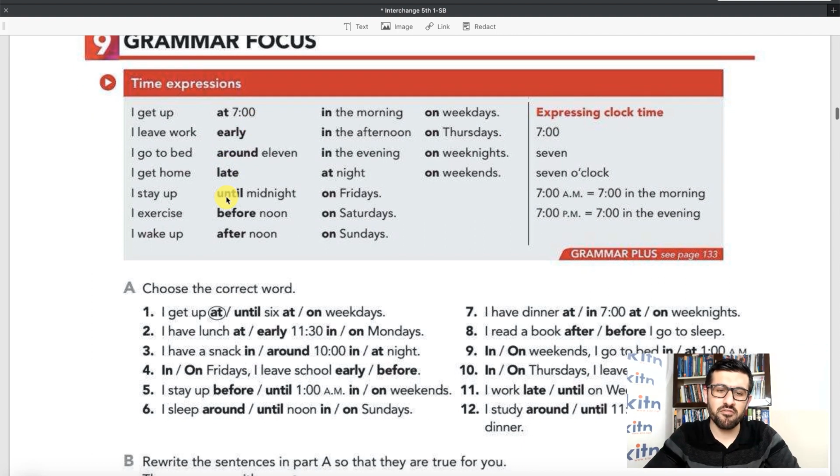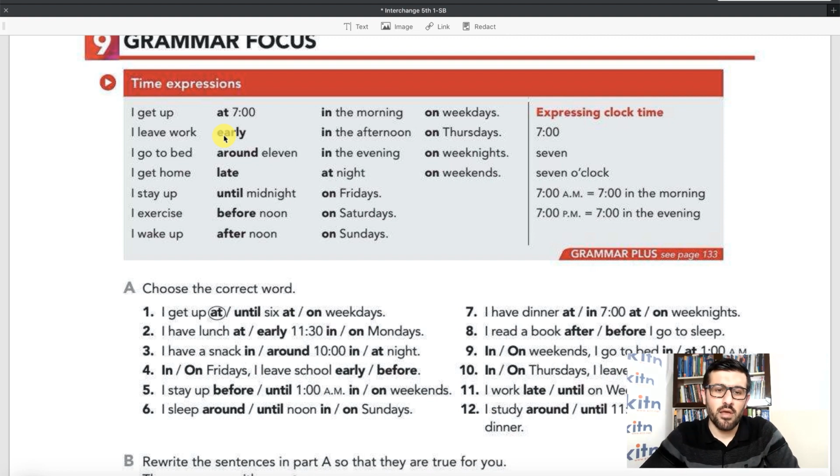Okay, and we have these expressions. Well, these expressions can be used based on your intention. That means the meaning indicates where to use these. For example, I leave work early, I leave work late. Very simple, but these are time expressions. That means you work late.